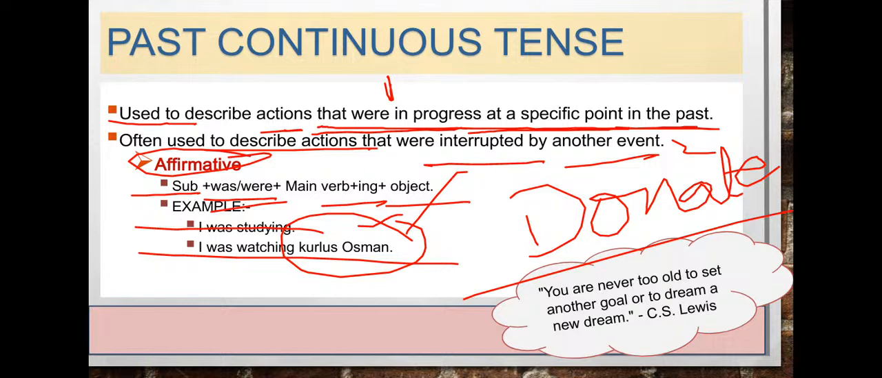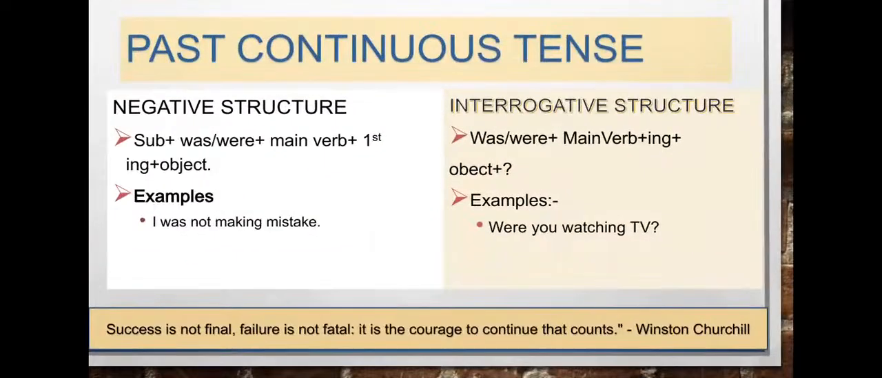Okay, now my motivational line is: you're never too old to set another goal or to dream a new dream. Everybody could do this. I came to know that one person started studying at 40 years old and he completed his education at 60 and became one of the greatest philosophers in history. I'm not sure about the name of the person.